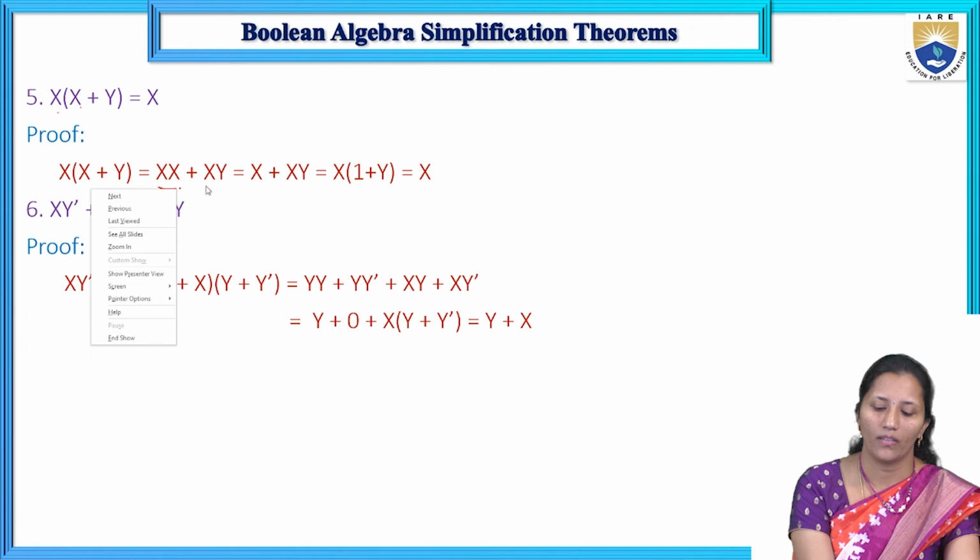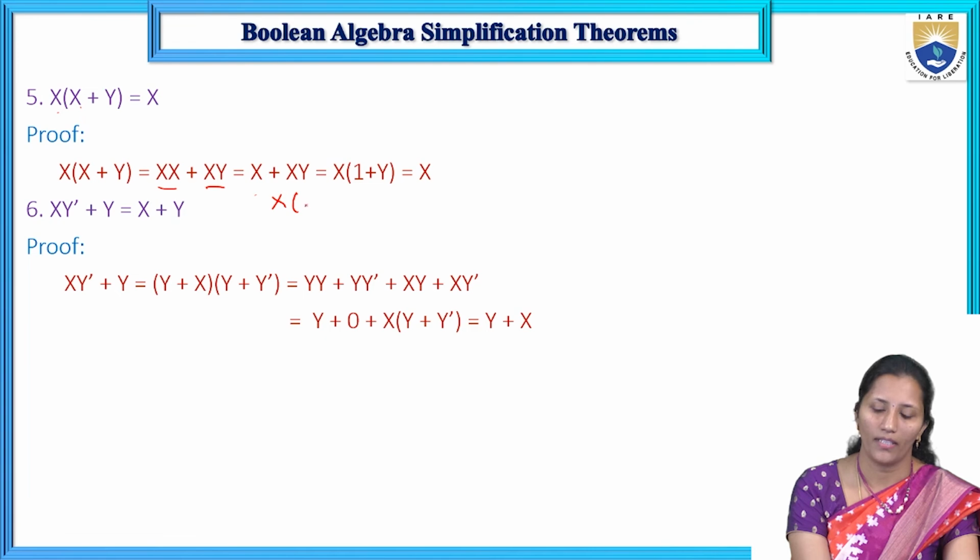So x into x plus y is equal to x. Multiply x into x and x into y. x into x we know is x, plus xy. Take the common term x and we will get 1 plus y. We know any variable ORed with 1 is 1. So x into 1 is x.